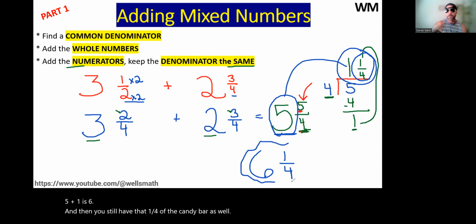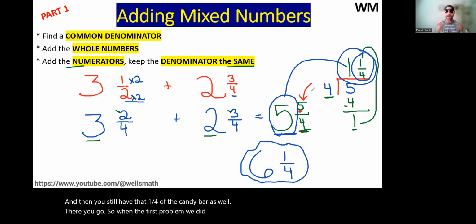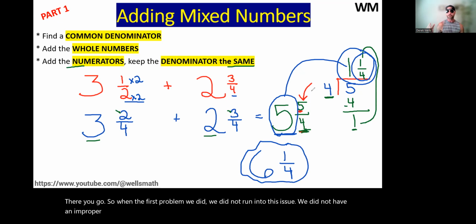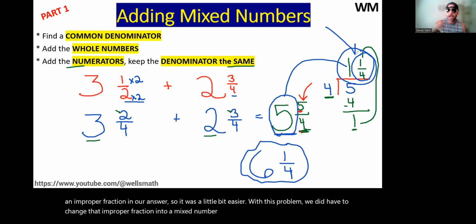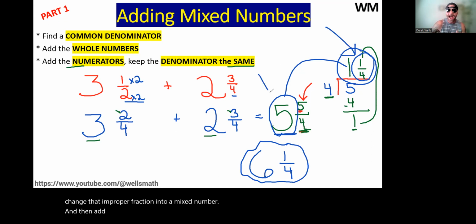There you go. So in the first problem we did not run into this issue. We did not have an improper fraction in our answer. So it was a little bit easier. With this problem, we did have to change that improper fraction into a mixed number and then add that back to our whole number.